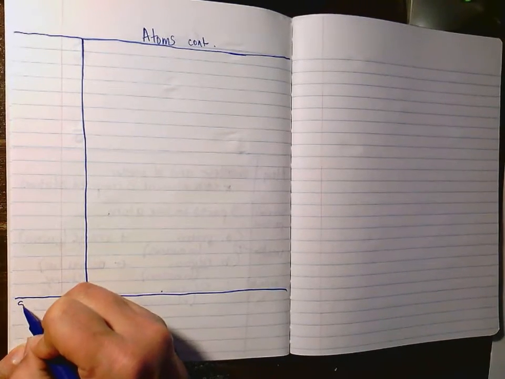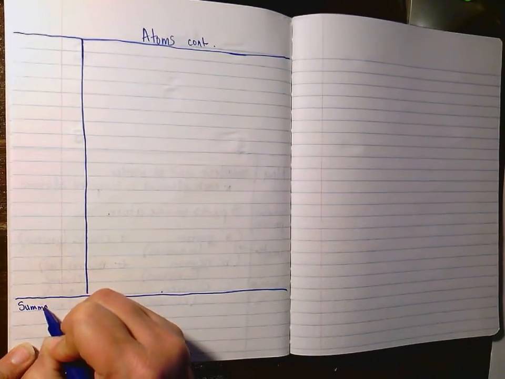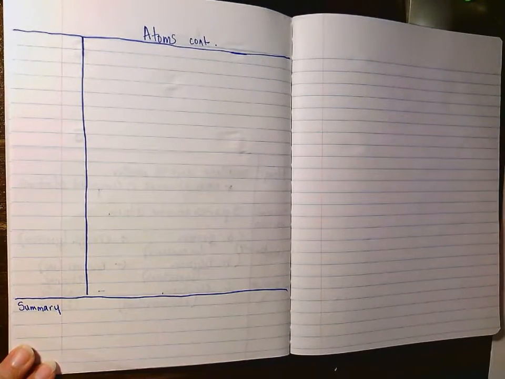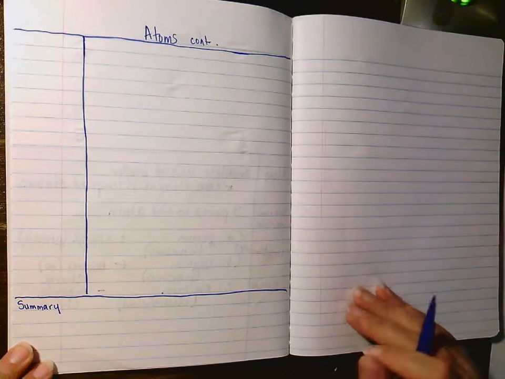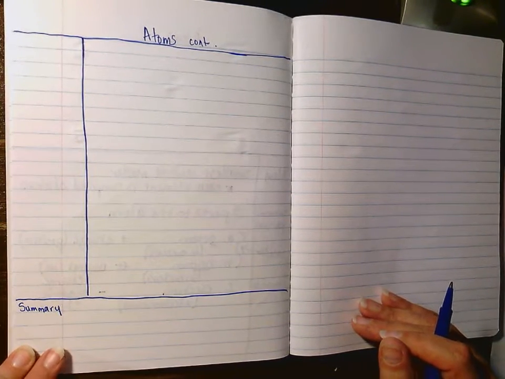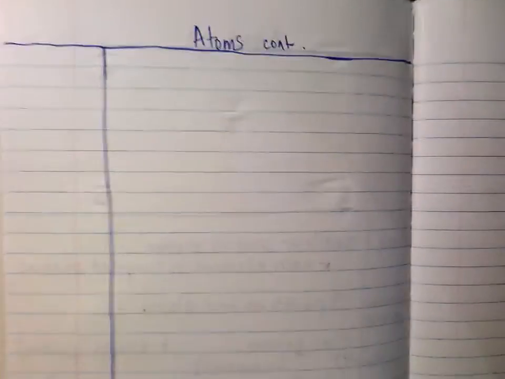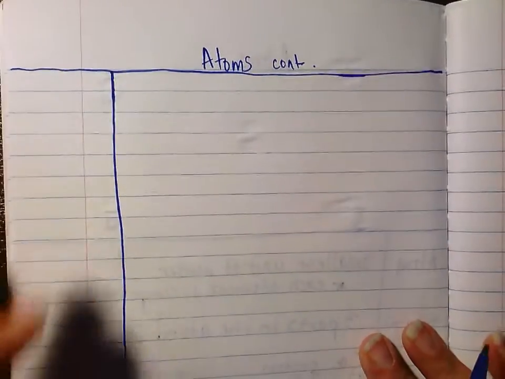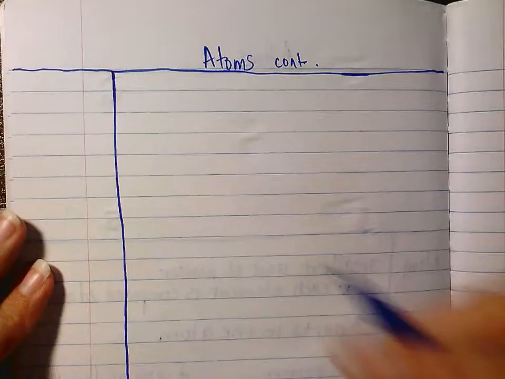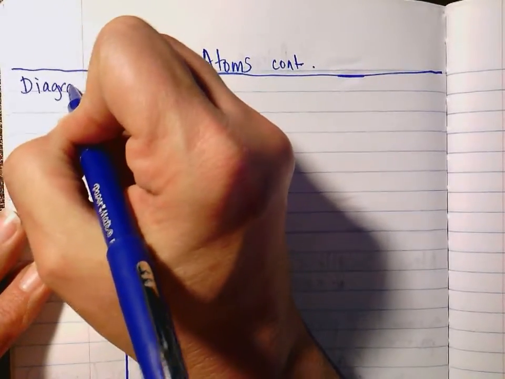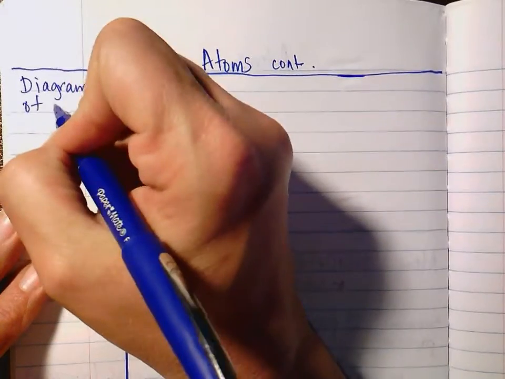This bottom part is called your summary. So when we finish, we are going to summarize our notes on atoms. And I will do the first summary with you, but after that, you are required to complete your own summaries. Okay? All right, so I'm going to zoom this page back in where you can see. All right, and the next thing we're going to do is diagram an atom. So we're going to write over here, diagram of an atom.